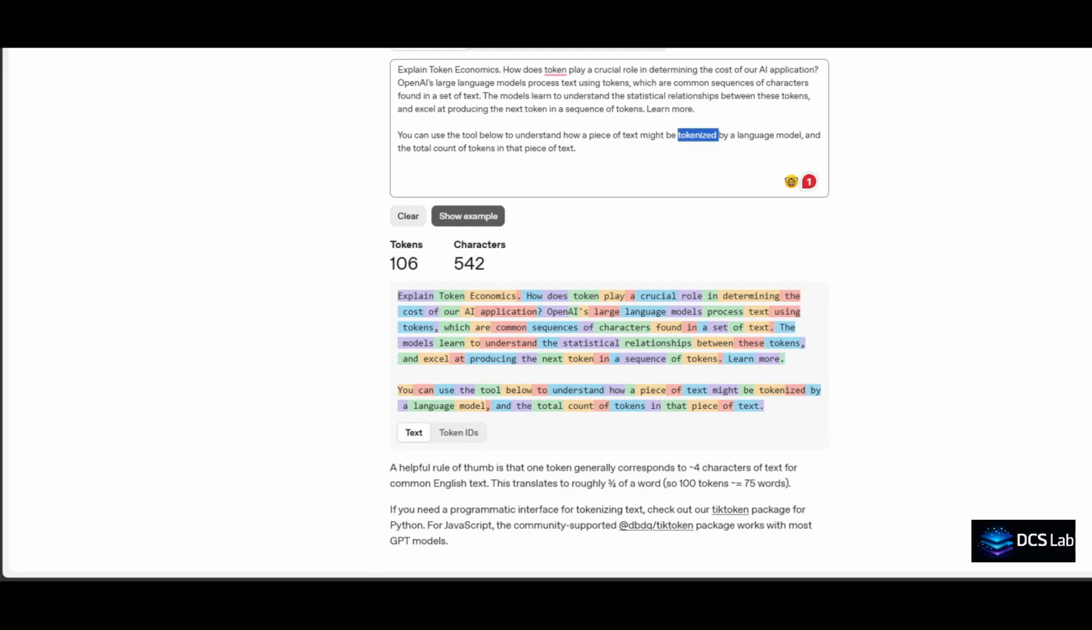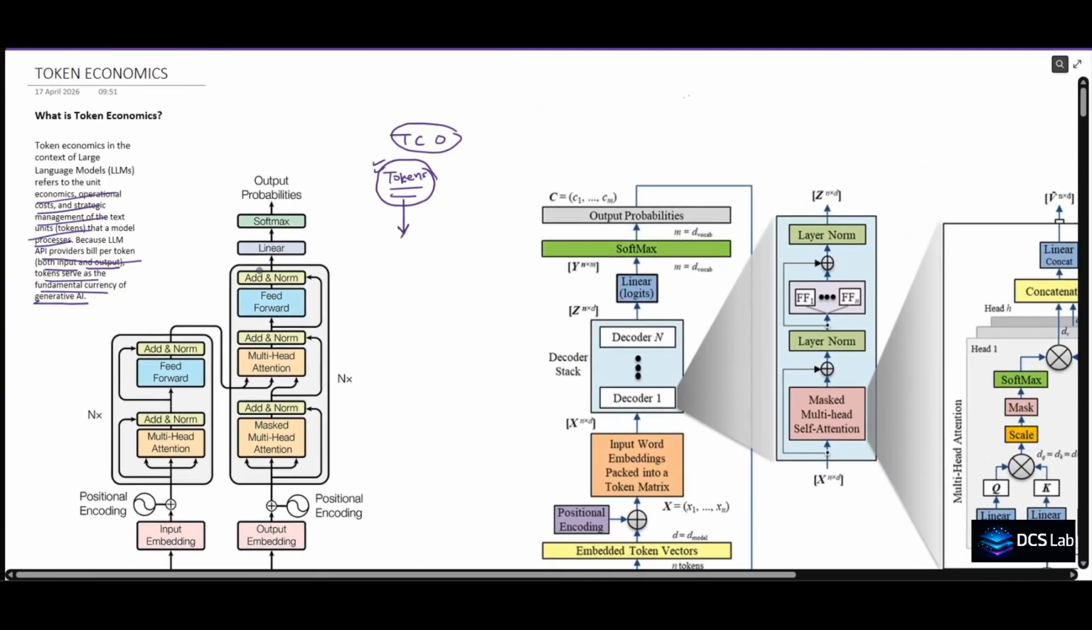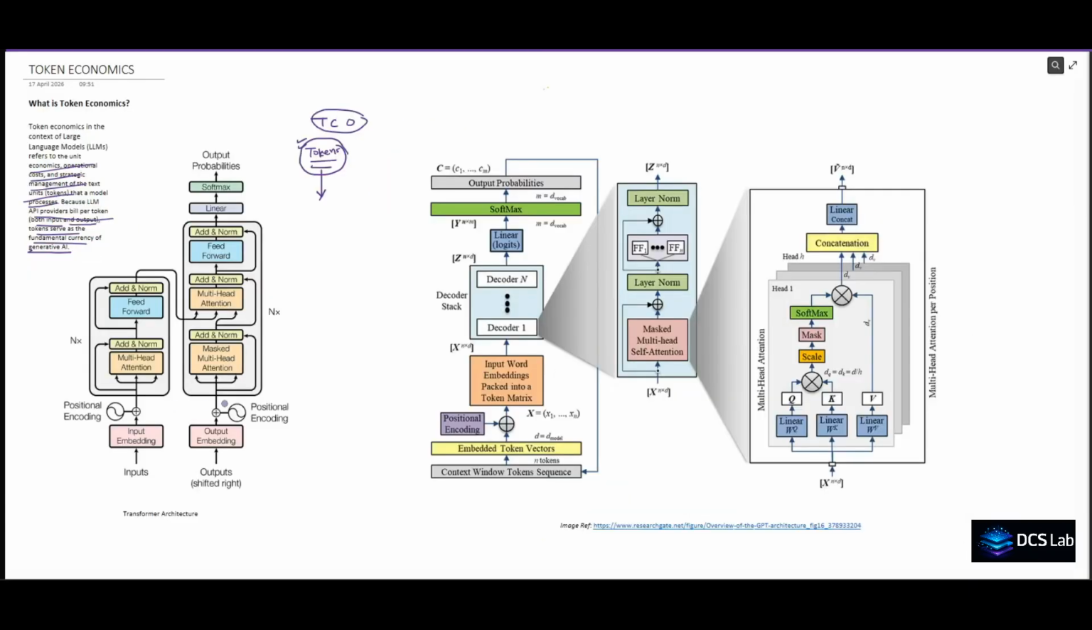Now we'll dive back to our discussion on token economics to understand how these tokens contribute to cost. We'll be dissecting a GPT-style model step by step and mathematically prove why tokens are expensive.